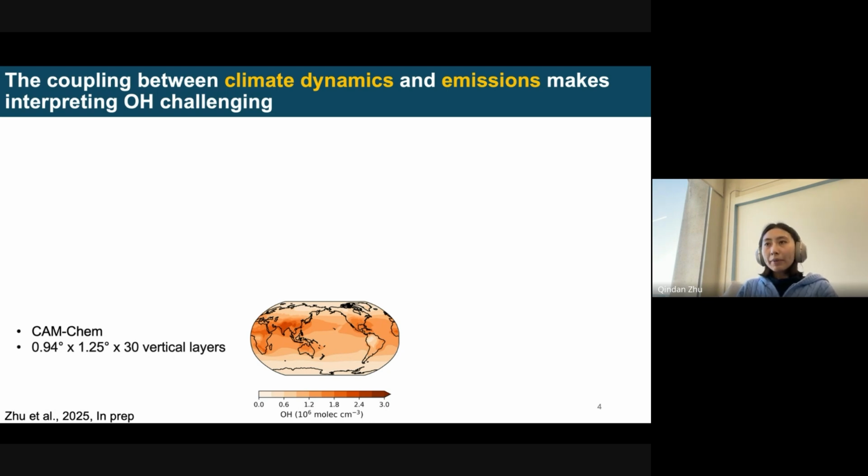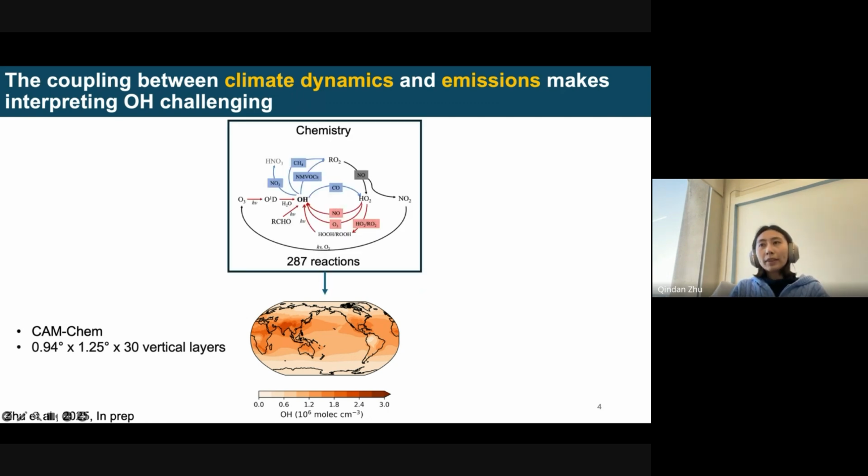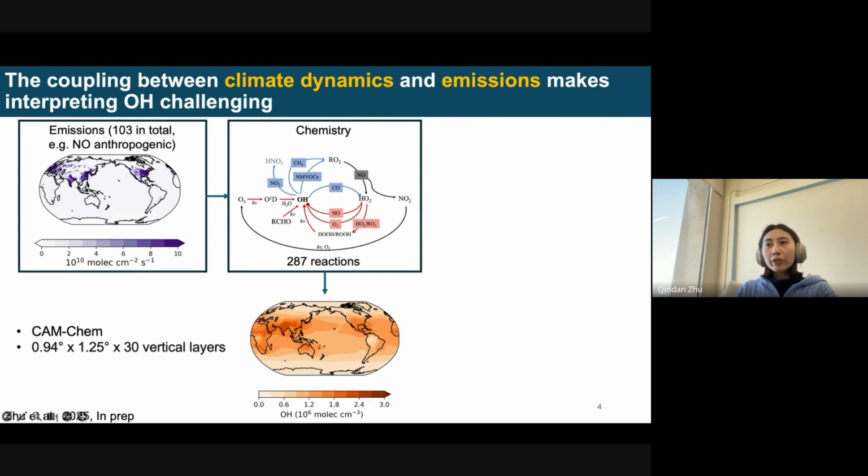So here I'm using CAM-Chem, the atmosphere-only model with chemistry in the CESM2 Earth System model framework. What I'm showing here is the model-simulated annual tropospheric OH columns from CAM-Chem, which presents these distinct spatial patterns. In our CAM-Chem simulation, the tropospheric chemistry uses the MOZART-T1 mechanism, which consists of about 151 species and 287 reactions. CAM-Chem is also constrained by 103 emission inputs in total for all different species and sources.